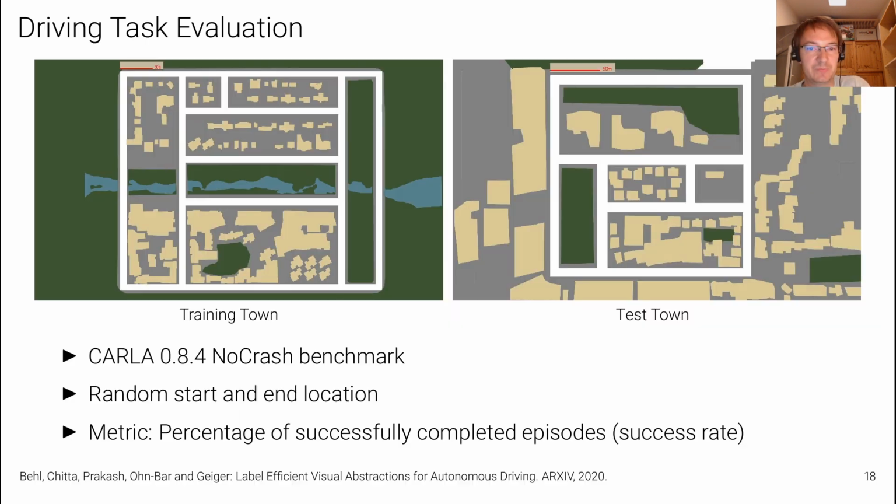So let's look at our experiments. We evaluate our approach on the CARLA 0.8.4 NoCrash benchmark. There are 2 towns, a training town and a test town. At testing, there is a random start and a random target destination selected in the test town, and the goal is to successfully navigate from the start to the target location. The metric that we use is the CARLA metric, which measures the percentage of successfully completed episodes, in other words, the success rate. So we run the agent many times from many different start locations to many different end locations and see how often it can complete the sequence.